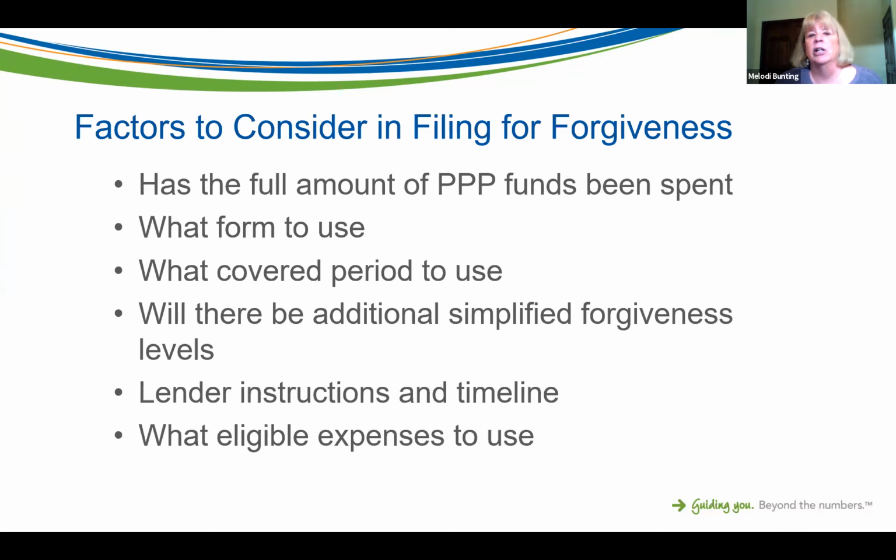So the first thing to consider is, have you spent the full amount? And I would anticipate, since we are now into mid-November, that the funds have been spent. The advantage with the Flexibility Act, extending the covered period from 8 weeks to 24, has allowed for greater likelihood and ease of complying with full expenditure. Once you've spent the funds, then you have to determine what form to use, and I'll go over those 3 forms in a minute, and what covered period you're going to use in filing. There's 2 covered periods.